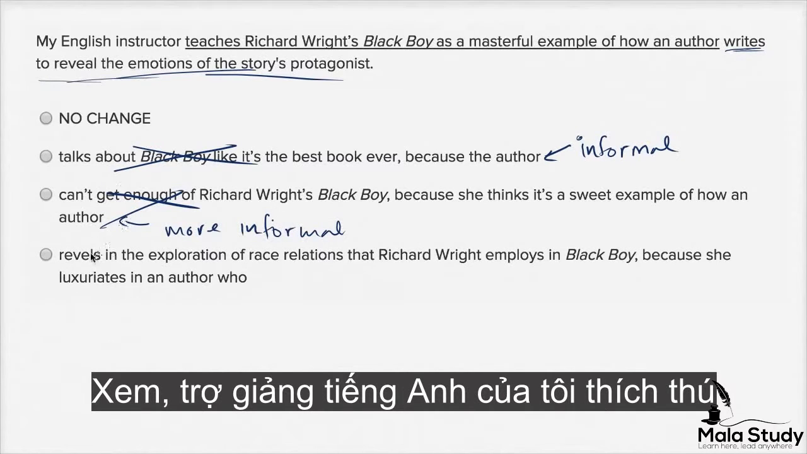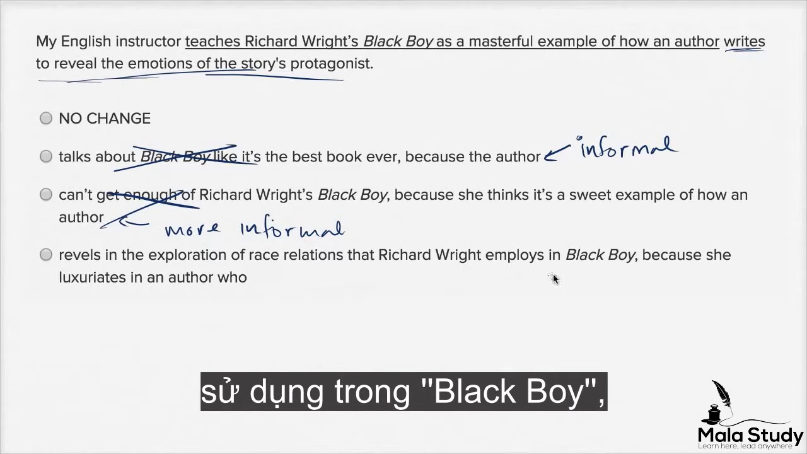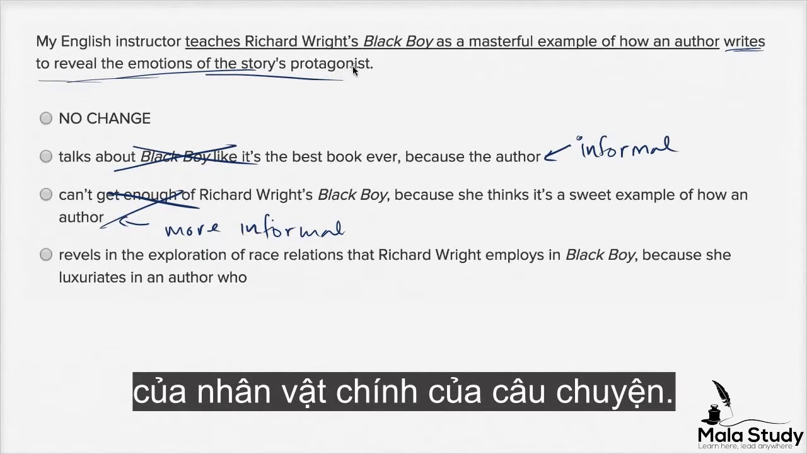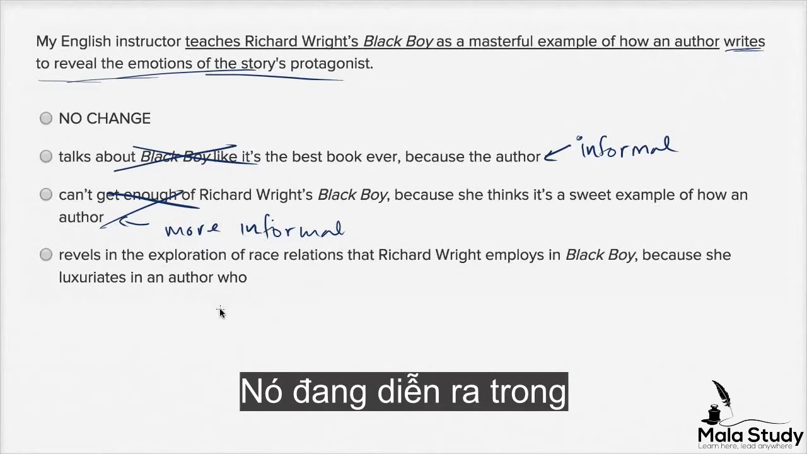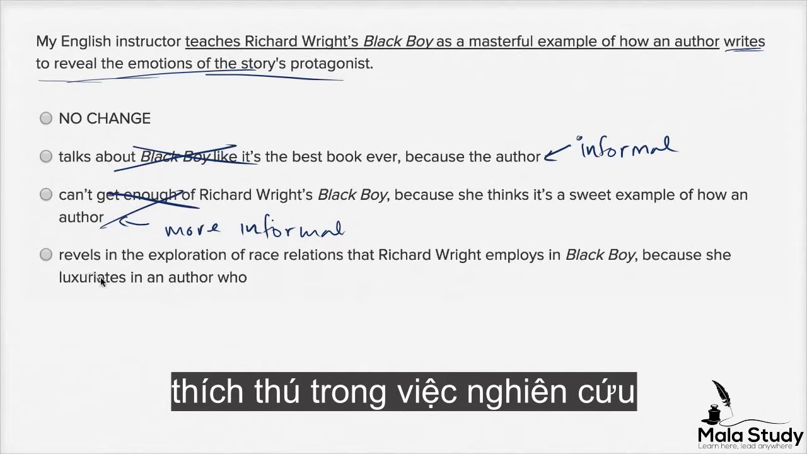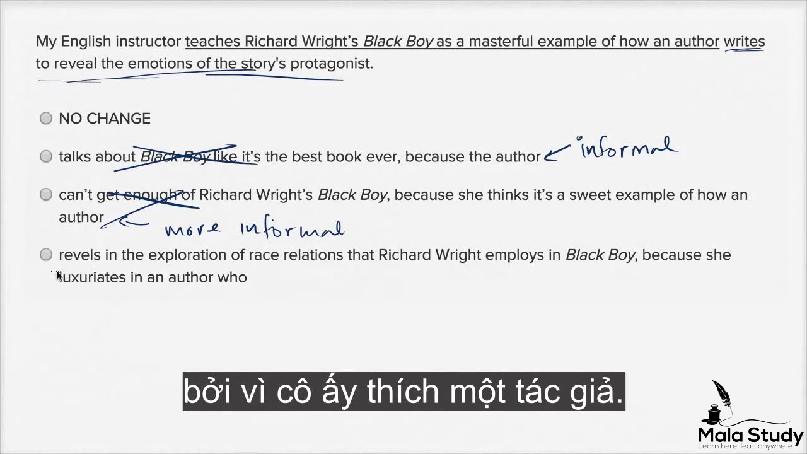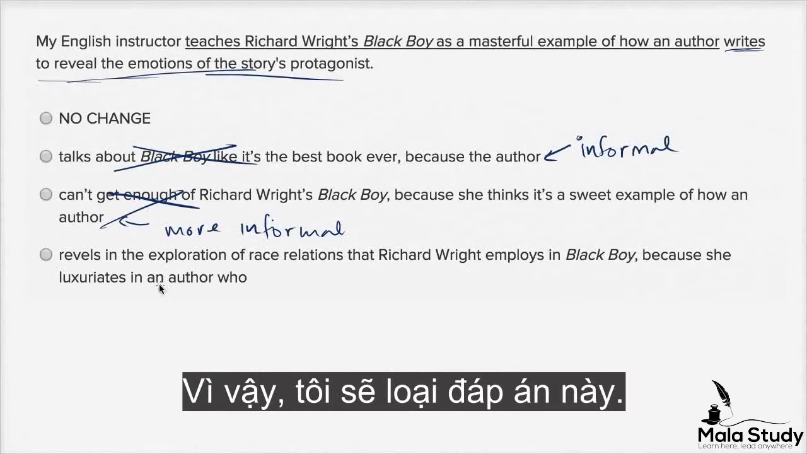My English instructor revels in the exploration of race relations that Richard Wright employs in Black Boy because she luxuriates in an author who writes to reveal the emotions of the story's protagonist. So this choice over here actually just feels too official, too formal. It's going in the complete other direction, and they're unnecessarily using fancy words here. Revels in the exploration of race relations that Richard Wright employs in Black Boy because she luxuriates in an author. So that just seems a little bit over the top, a little bit too formal. So I would rule this out.